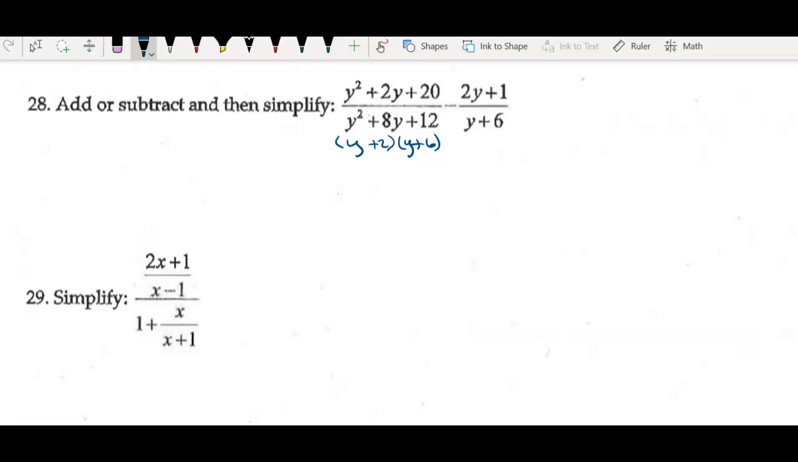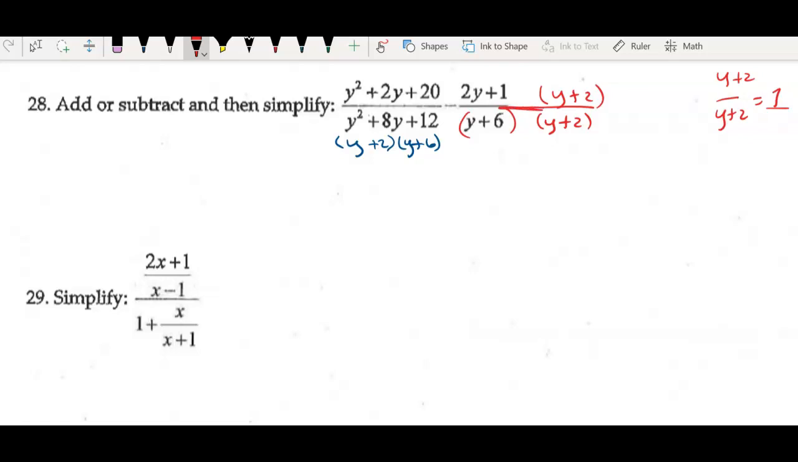This first fraction has y plus 2 and y plus 6. See, the second fraction only has y plus 6. We're missing a y plus 2. Well, I can introduce it as long as I introduce it as a fraction because, you know, y plus 2 over y plus 2 simply equals 1. And 1 times anything doesn't change the original fraction. So I'm going to bring this together as one fraction.